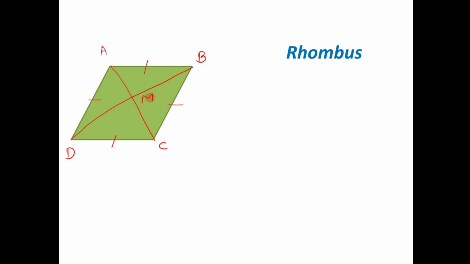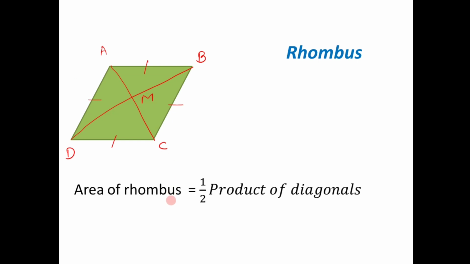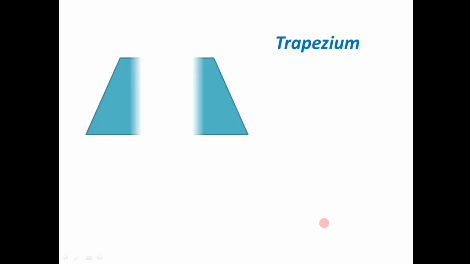If it is the case, then we have the formula for the area of a rhombus: area of a rhombus is equal to 1/2 into the product of diagonals. That's why we can write here 1/2 into the product of the diagonals, that is the first diagonal AC into the second diagonal BD. So this is how we can find the area of a rhombus. Then we have another type of quadrilateral, that's the trapezium.